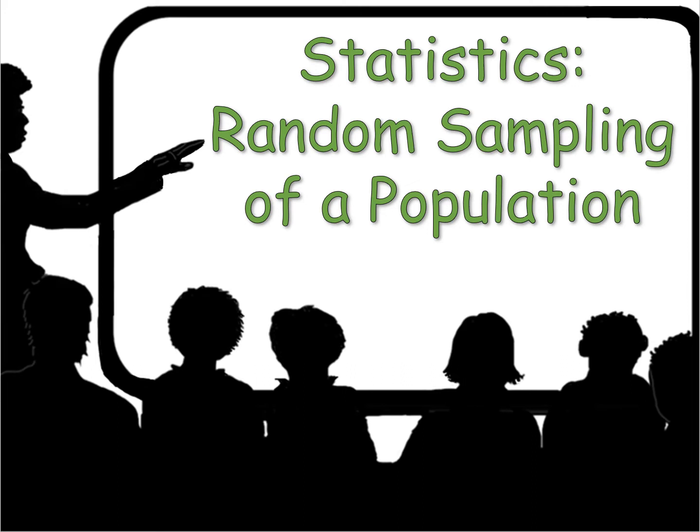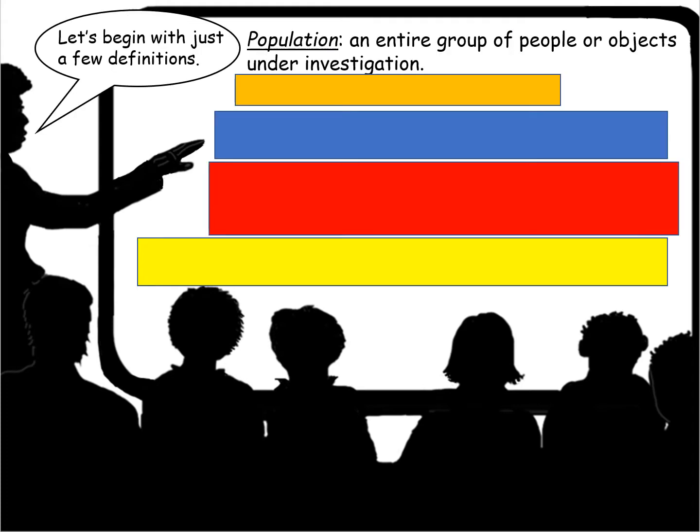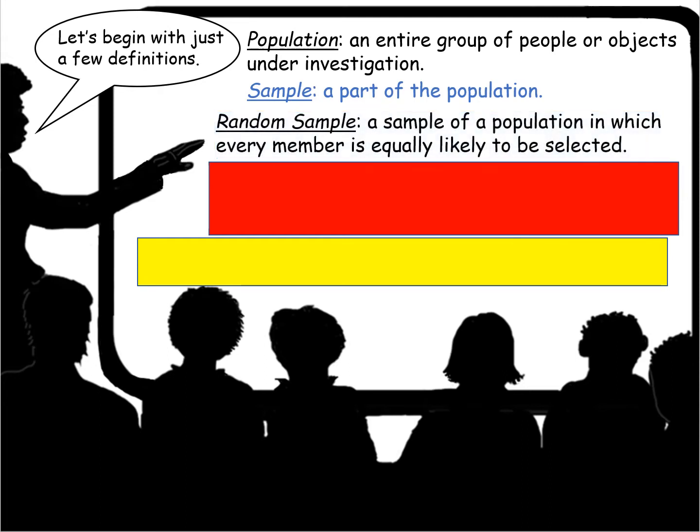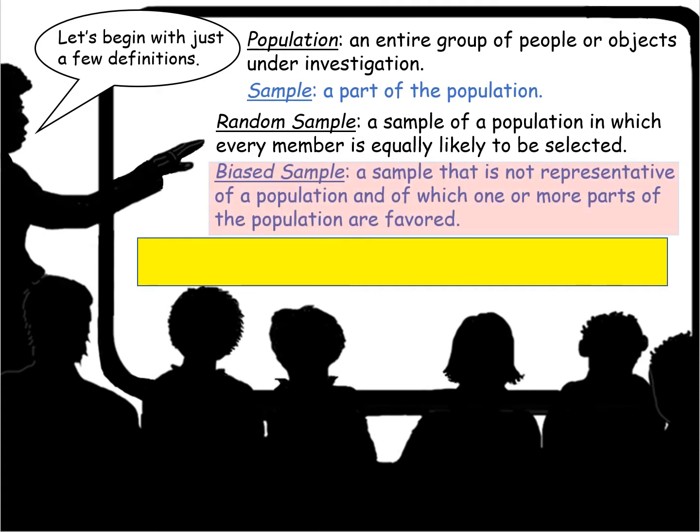Okay, we're going to look at statistics and random sampling of a population. So let's begin with a few definitions. What is a population? Well, it's an entire group of people or objects that are under investigation. And a sample is just a part of the population.